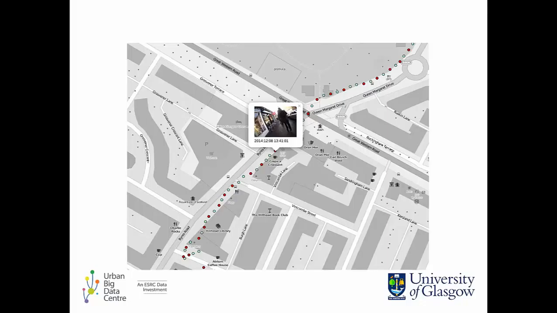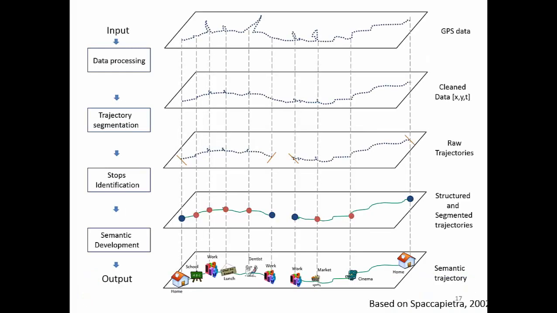To be able to enrich this data with more information, we had to first process the GPS data. We had to clean it because there are some crazy outliers. At one point it's in Glasgow, the next one will be in Iceland if you lose the GPS signal. Then we had to segment trajectories, dividing them into homogeneous segments, so movement and non-movement. From this point, we identified stops. So we knew where the person stopped.